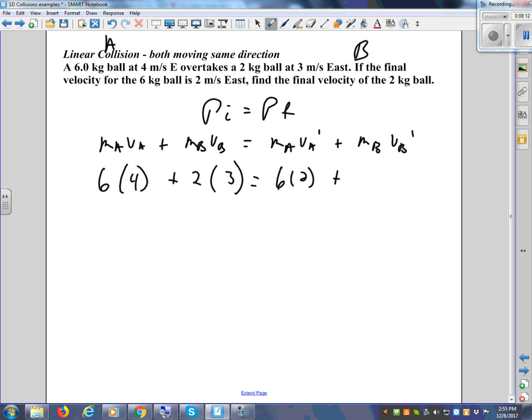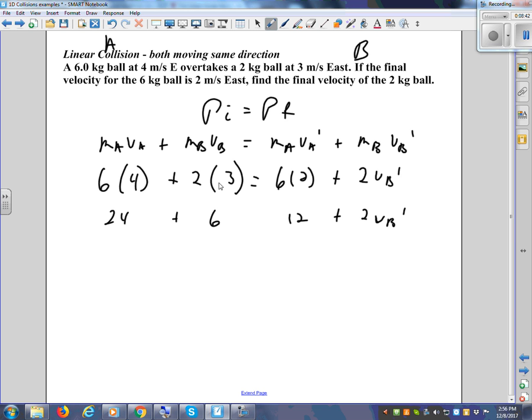Okay, now mass of B, 2 VB prime, right? Now, is it always going to be the second one that you're missing here? Not always, so be careful. But really, what's different here? The only difference is that before I had a 0 there, right? Now you got to multiply 2 by 3. So 24 plus 6 is equal to 12 plus 2 VB prime.